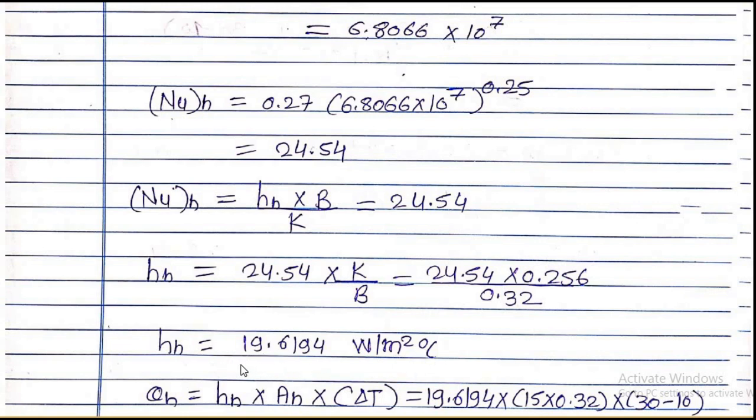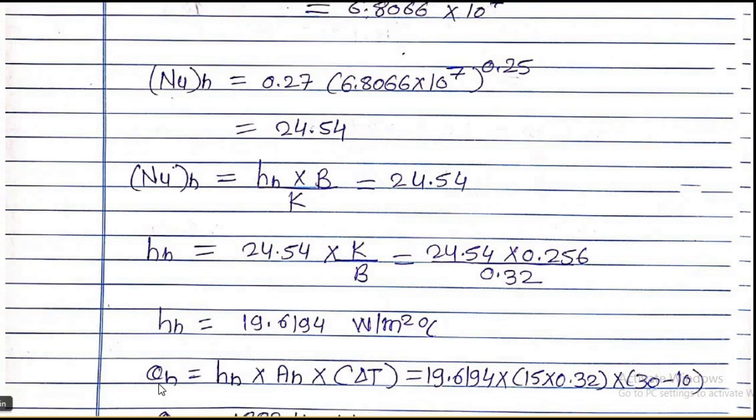Now there is only one horizontal surface, so we should not multiply by another factor. In the case of the vertical surface there are two vertical surfaces, so for that purpose we multiplied by 2. In the case of the horizontal surface, heat gain by the duct will be written as Q suffix H, equal to the heat transfer coefficient of the horizontal surface multiplied by the surface area of the horizontal surface multiplied by the difference between surface temperature and surrounding temperature.